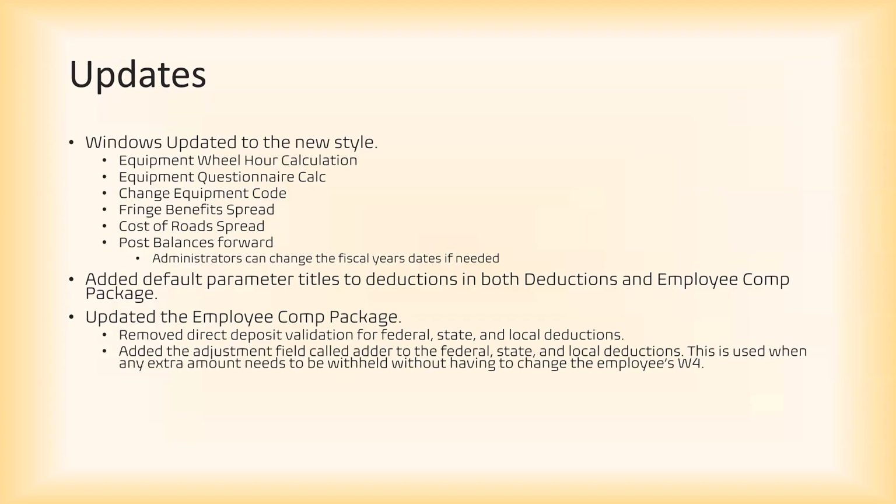We added an adjustment field called adder to the federal, state, and local deductions. This is used when any extra amount needs to be withheld without having to change the employee's W-4. We've encountered some cases where the federal didn't get taken out, so they had to withhold an extra amount, but they didn't want to change the W-4 because you're technically not allowed to. So we have an extra box that will add or subtract the amount on their next payrolls, so it can even out over the course of the quarter.